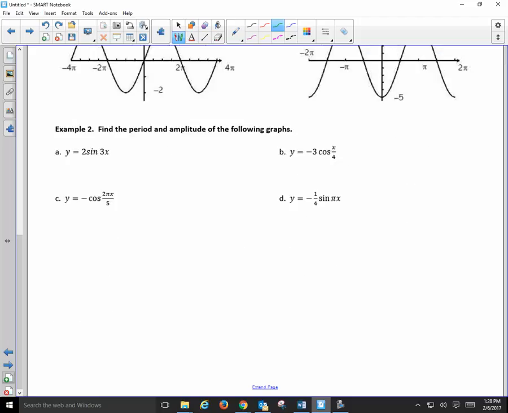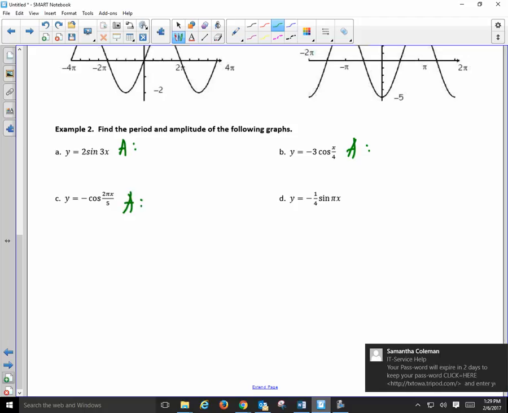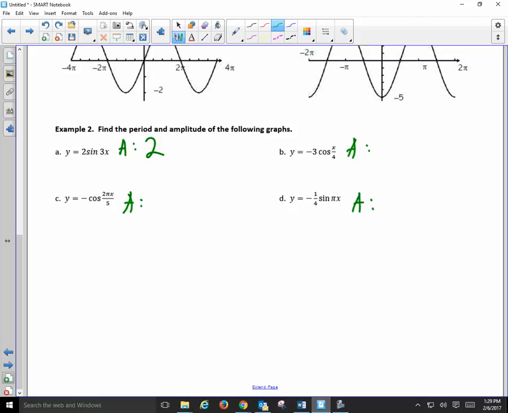So do it backwards from first hour. We want to begin by finding the period and the amplitude of the graphs. So we'll do the amplitude for everyone first. Okay. What is the amplitude for letter A? Yeah, it's 2. For letter B? For letter C? 1. And for letter D? So again, the amplitude is always positive. It's just the absolute value of the number in front. Is everybody okay with that?